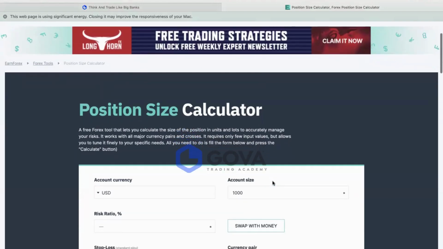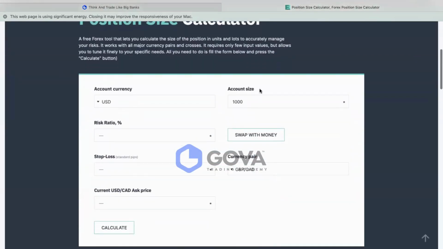I sent you guys the link of this website. Right now you can see the account currency is USD. Whatever base currency you have as your account balance currency on either your MT4 or MT5, that is what you should use here. Mostly it is USD, Euro or GBP. That is the most popular account currency used by traders. Most traders use USD, so just leave it on USD.